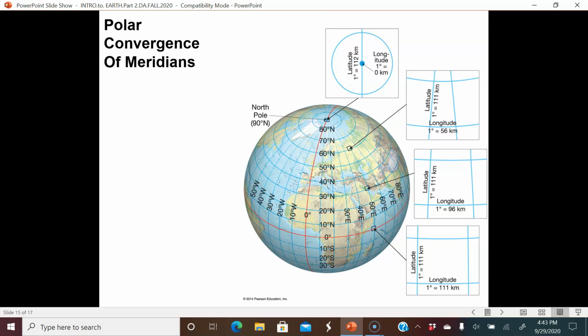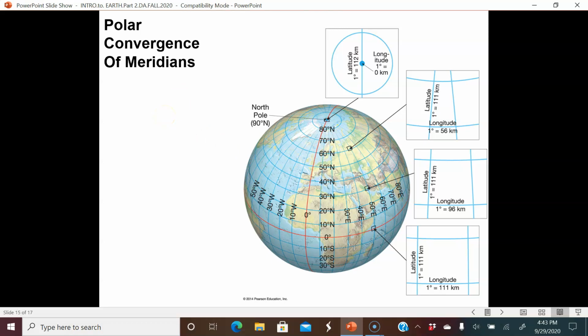So, say from 0 degrees to 30 degrees east, there's a certain number of miles in between, or a certain number of kilometers. As one moves toward the pole, the number of kilometers between 0 and 30 becomes less and less and less, until all meridians converge right at the pole.